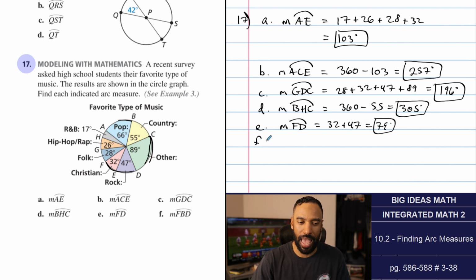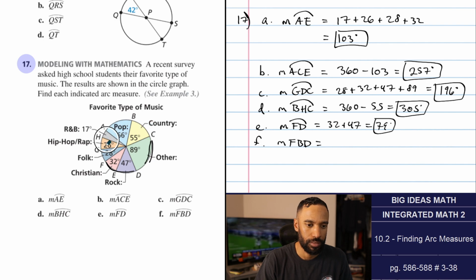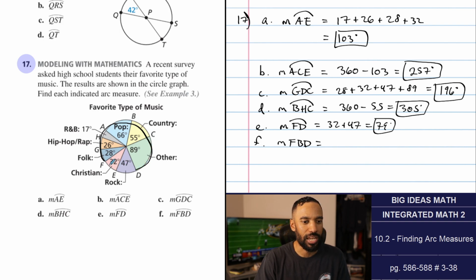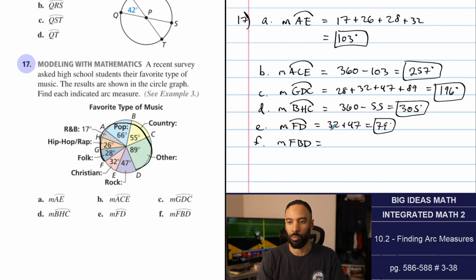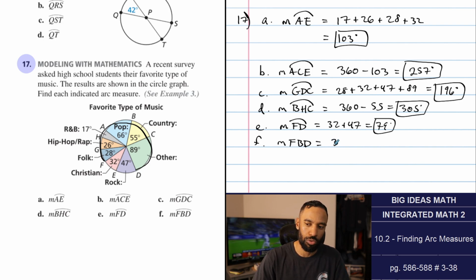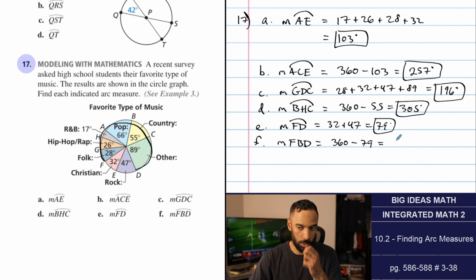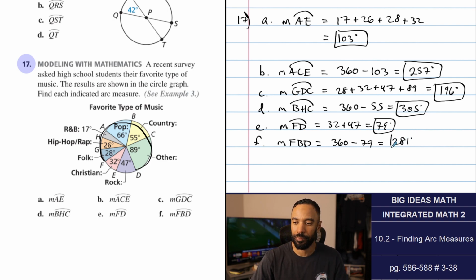And the last one, F, measure of arc FBD. I don't think we have any semicircles here. FBD, it's everything that's not the Christian and rock group that we got from this last sum right here. So I can do 360 minus 79 and save myself some time. And I will get 281 degrees.